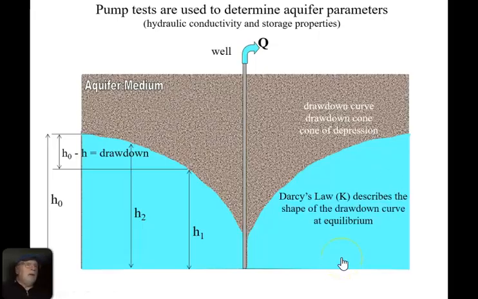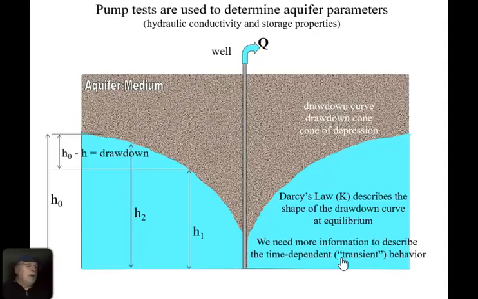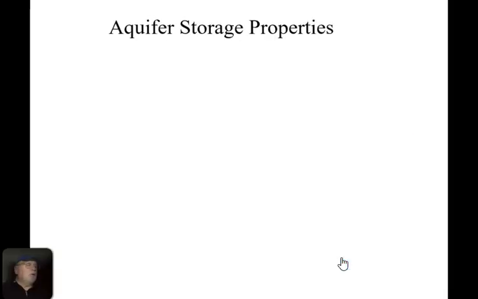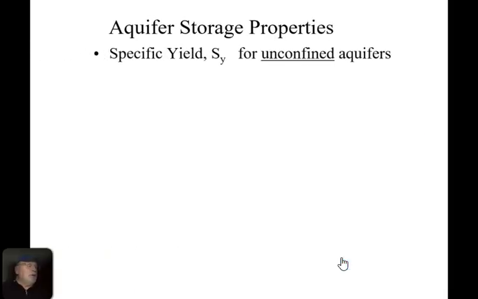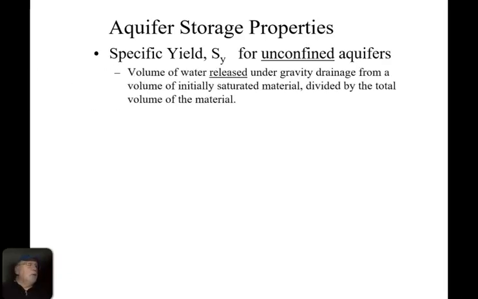We're able to develop the equilibrium well equations just using Darcy's law. But we need more information to describe the time-dependent behavior. And that's the storage properties. So we already did this and actually pasted this into earlier notes. The specific yield, which is used for unconfined aquifers, is the volume of water released under gravity drainage from a volume of initially saturated material divided by the total volume of material. So it's the fraction of volume of water that drains out, the fraction of the whole volume.